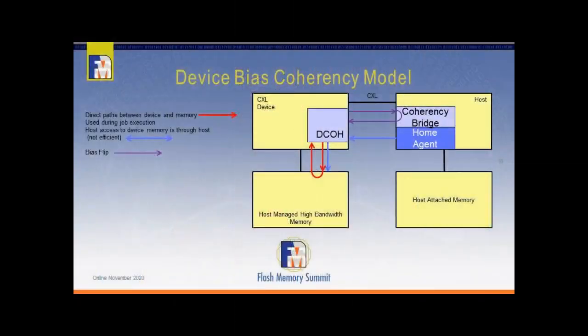This shows the device bias coherency model. Notice how efficiently the device can access the host managed memory on the device now. The purple line is to do the bias flip if the system supports both host bias and device bias coherency models. Notice also that the host in these pictures has a coherency bridge and the device has a DCOH, which is device coherency bridge, a simplified home agent and coherency bridge, but on the device instead of the host.